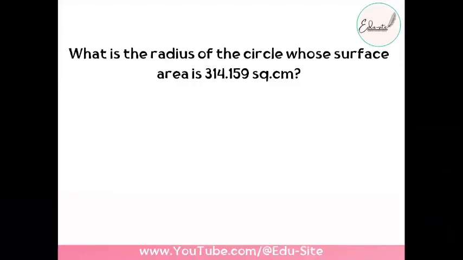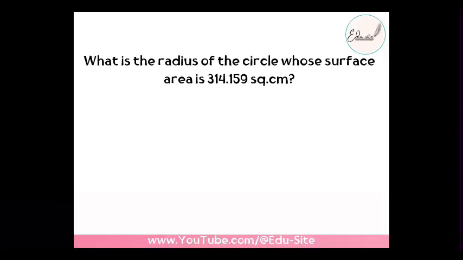So, okay, Maisha, we have a question here. Please read this question for me. What is the radius of the circle whose surface area is 314.159 square centimeters? Okay, what is the radius of the circle whose surface area is equal to 314.159? How do you find this radius, beta? What is given here, Maisha? What is given?